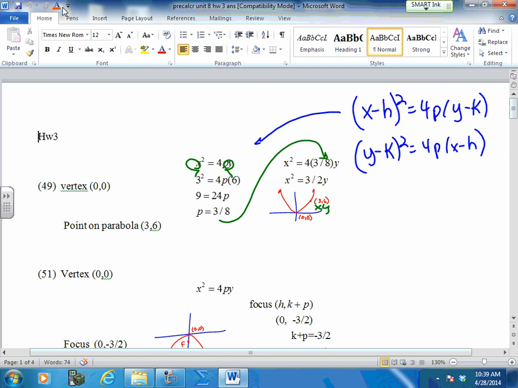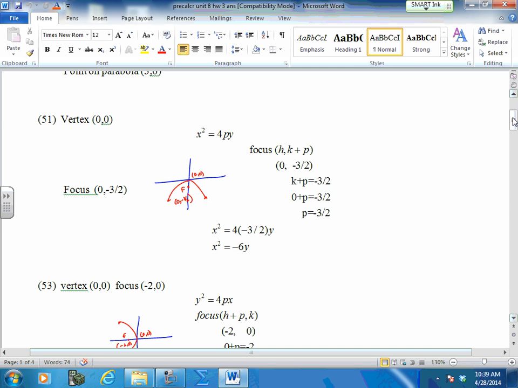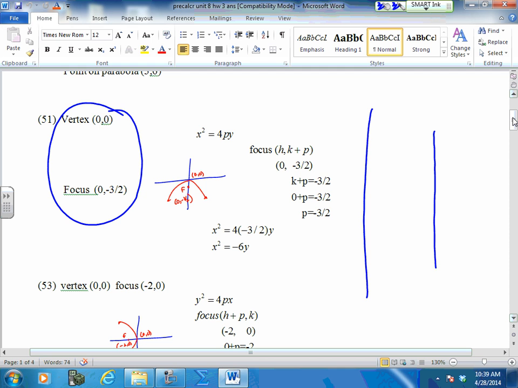No? And you guys that were absent, are you kind of seeing this? No? So let's walk through this one. You guys that were absent, let's walk through this. We have a vertex. This is what you're given. So write this on your paper with me. Vertex, 0, 0. Focus, 0, -3/2.